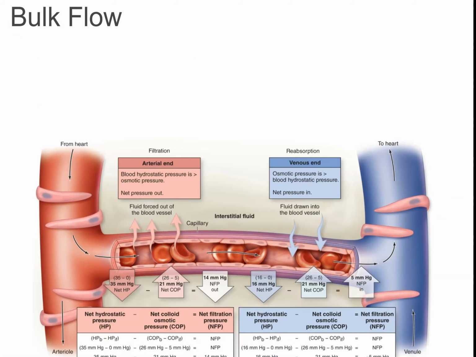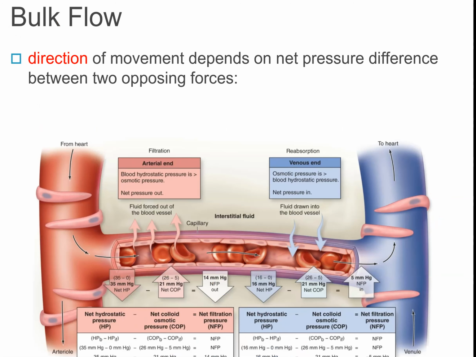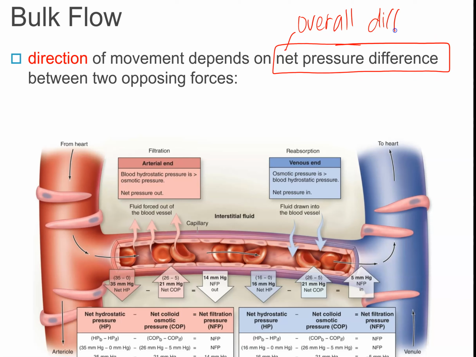All right, so let's take a look at both of these. The direction of the movement is going to depend on a net pressure difference between two different and opposing forces. So these two opposing forces are that hydrostatic pressure and the osmotic pressure that we were just talking about. Net pressure difference means an overall difference. Anytime you see net, it's like overall.